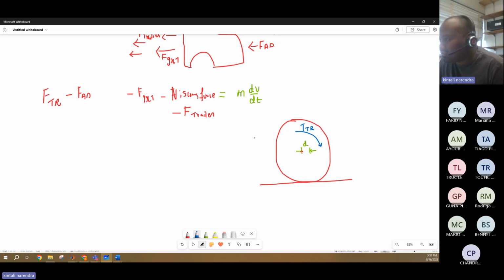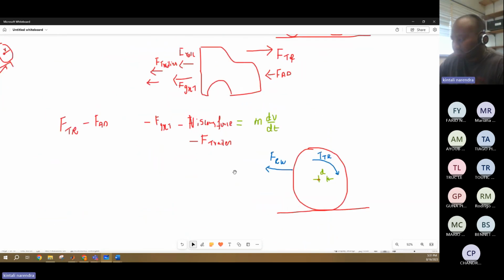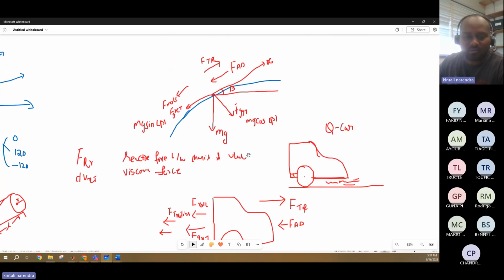Now again there are a few forces which are acting against this also. One is FRW, the reactive force between the chassis and the wheel. Here it is acting against the wheel movement. In the same way, when you consider the chassis, it will also act in the opposite direction because it is a reactive force between chassis and the wheel.